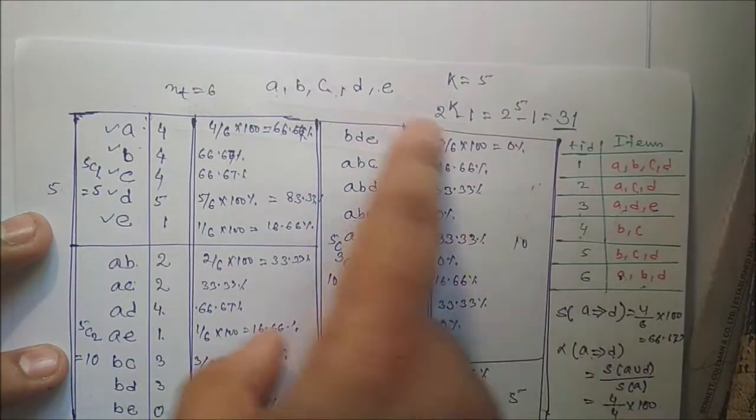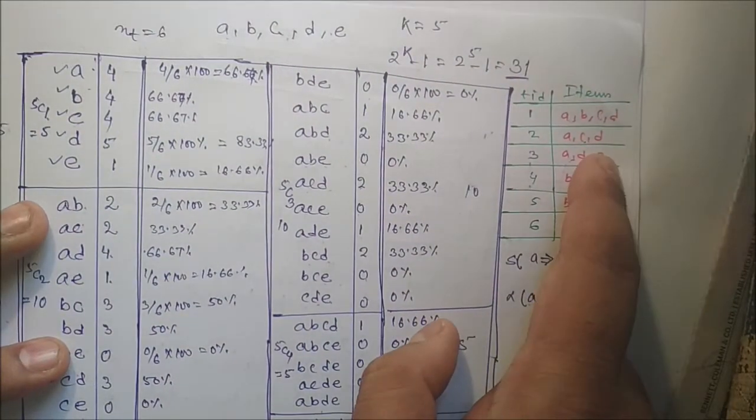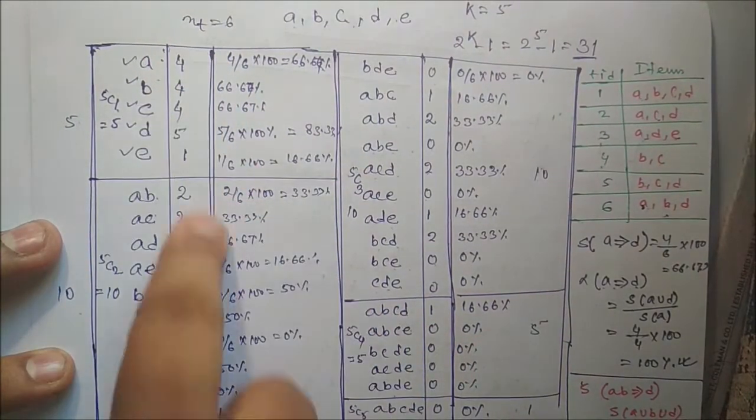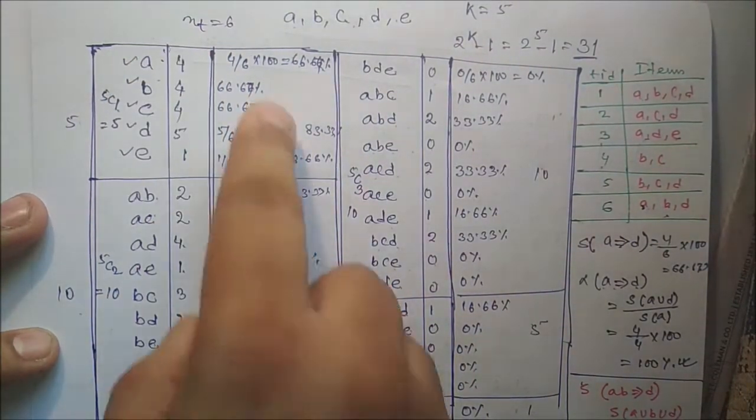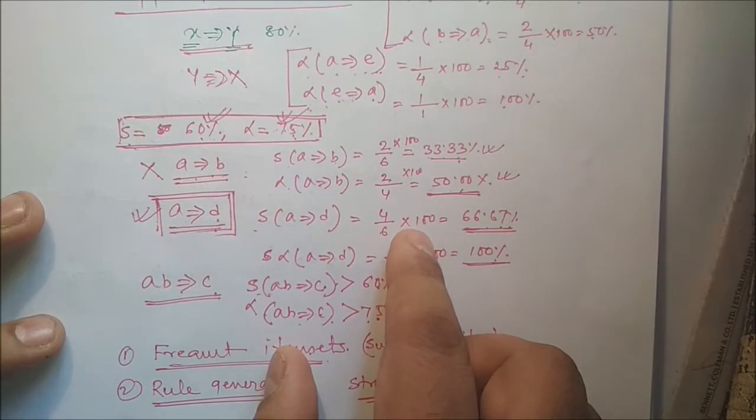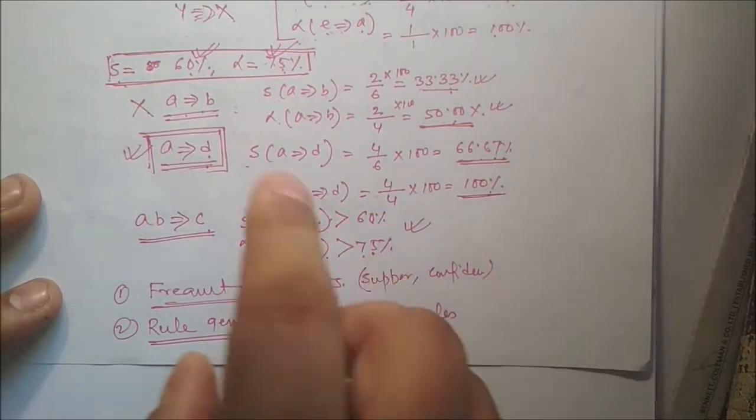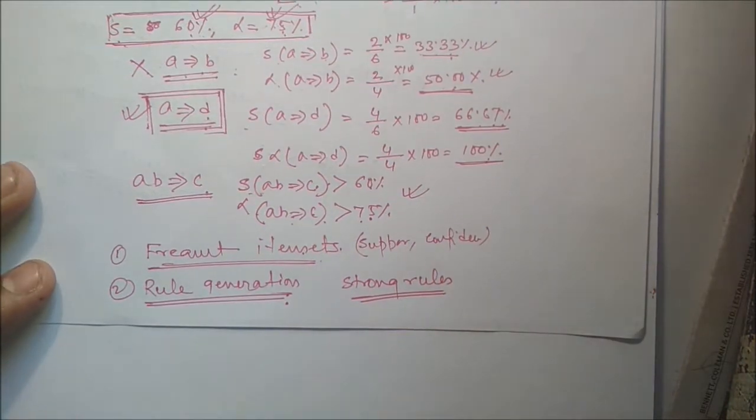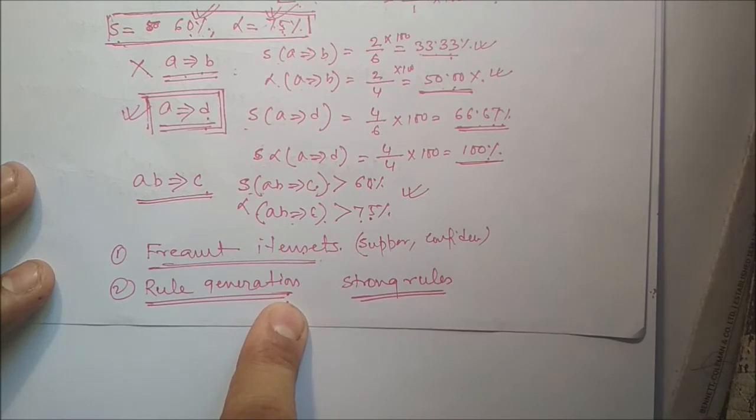In this particular table, we have identified the transaction database, and first of all you have to calculate the frequencies of all the combinations and calculate the support. After that, we have to identify how to get the rules, and how to say which one is a rule and which one is not a rule. And after that, the basic steps: first frequent item sets, and then rule generation.